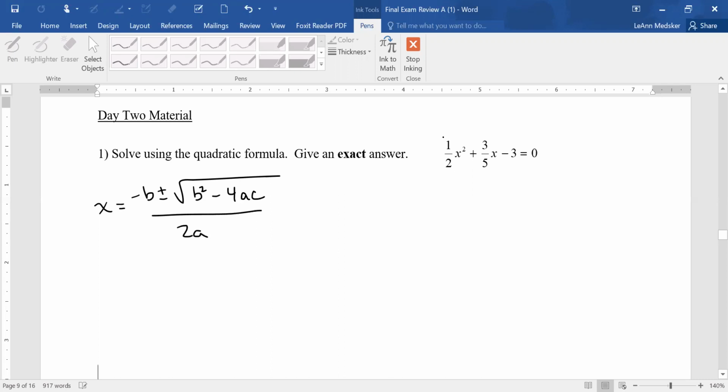Now, if you don't know what a, b, and c are, then that doesn't really help. A, b, and c are the coefficients of this trinomial. A is always in front of x squared, b is in front of x, and c is the constant when you are set equal to 0.